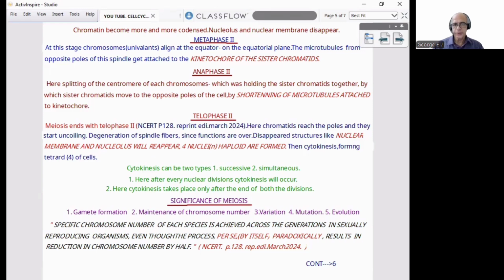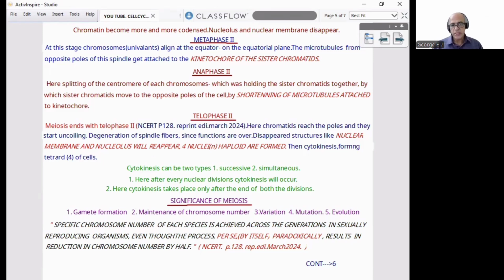Diagram I will put at the last. Cytokinesis can be of 2 types. That part is not directly mentioned in NCERT, but when I referred to some old papers, these 2 terms were given. That's why I have given it. One is successive, one is simultaneous. Successive means after every nuclear division, cytokinesis will occur.